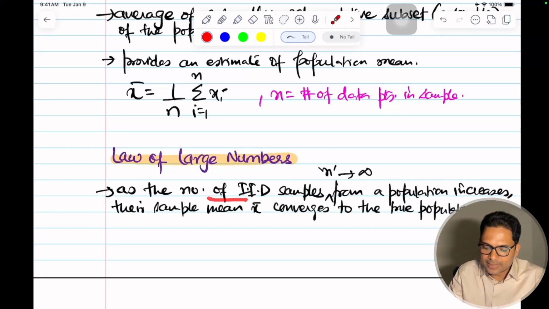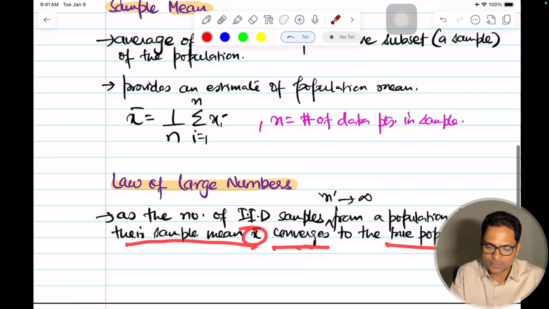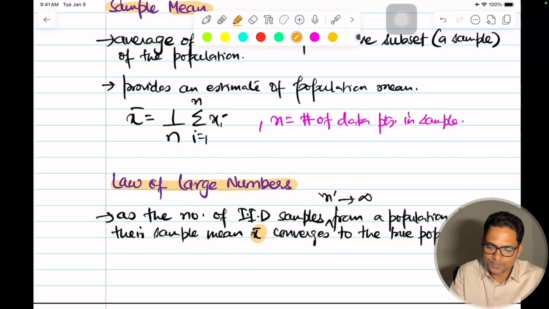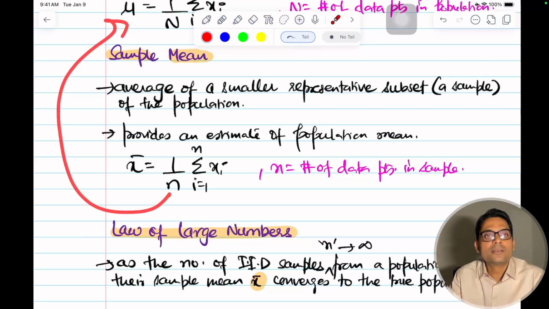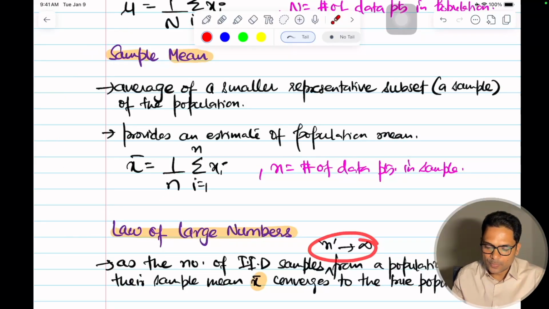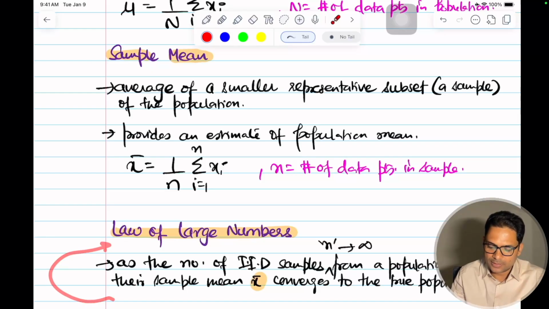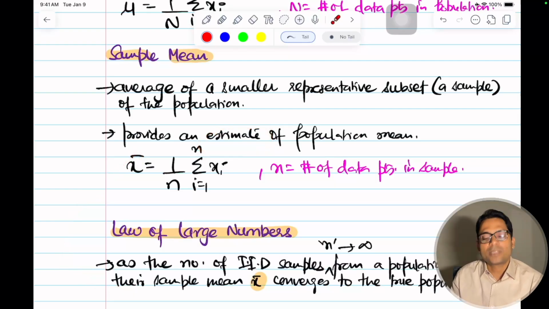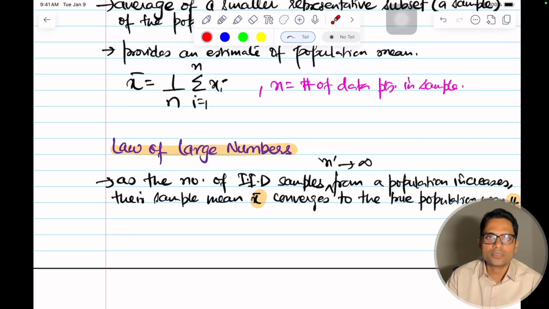As the number of IID samples from a population increases, so the number of samples that we are collecting here, as this small n increases, the sample mean x bar will converge to the true population mean mu. As it grows larger and larger, the better our estimate becomes, and it becomes very close to the population mean. This is what the law of large numbers says. This is the basis for all the sample collection, for all the statistics. I hope this is clear.